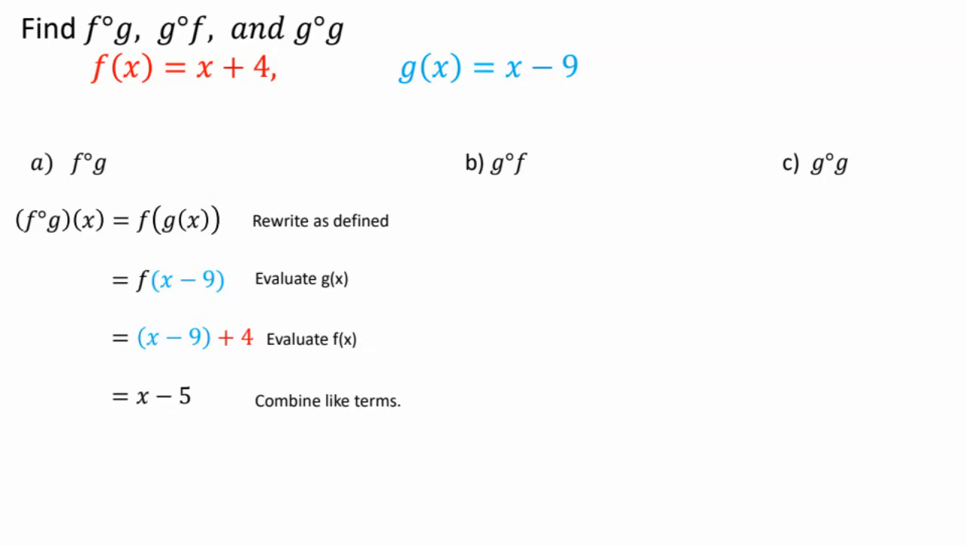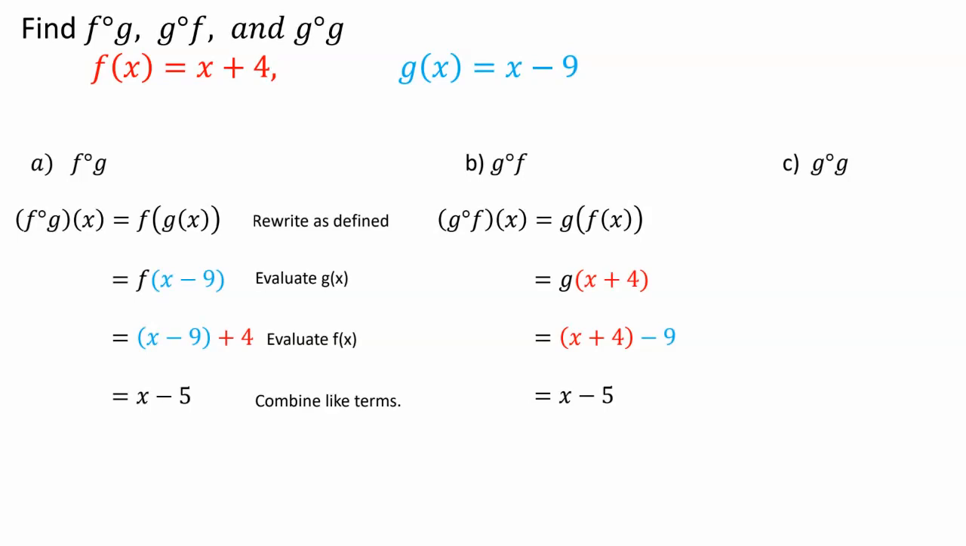Now let's try the g of f. In a similar manner, this is the definition of g composite f of x, g of f of x. So I'm going to plug in f of x, which is x plus 4, here for the f of x. Then I'm going to go to my g function, and everywhere I see an x, I'm going to plug in x plus 4.